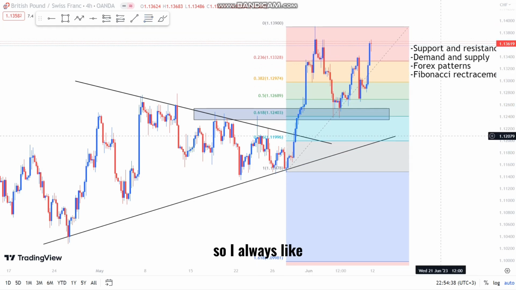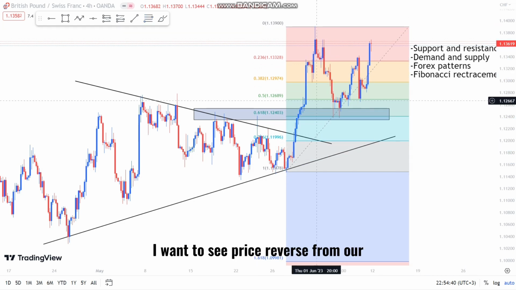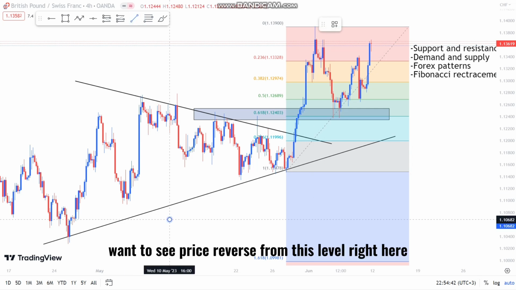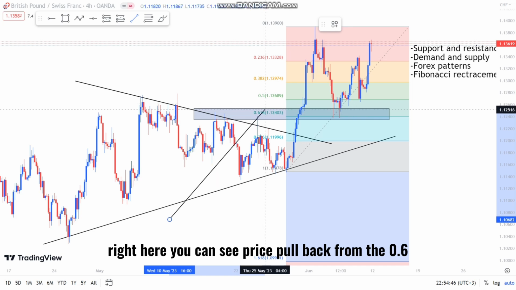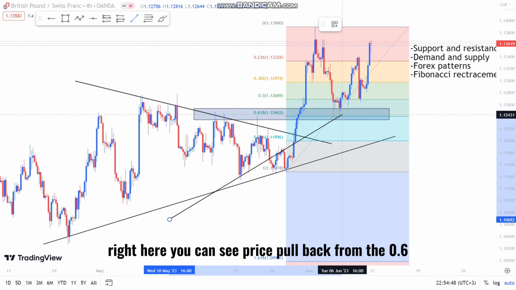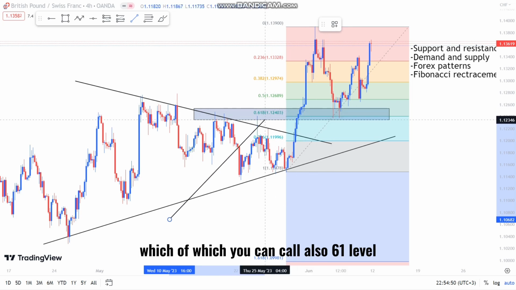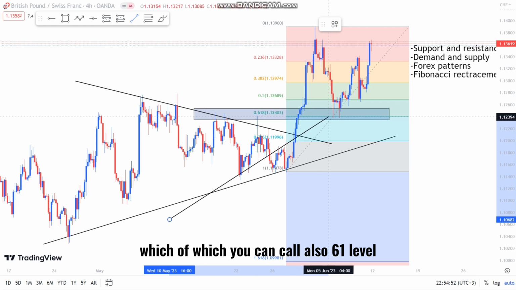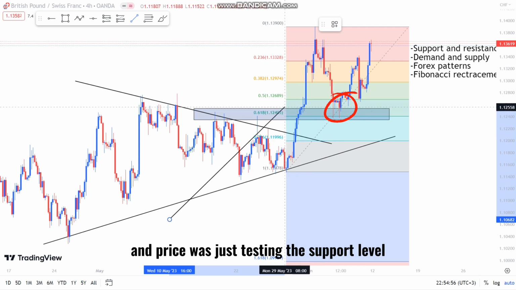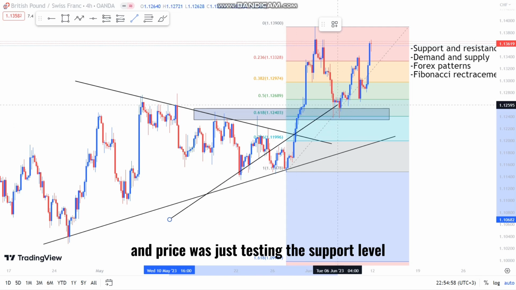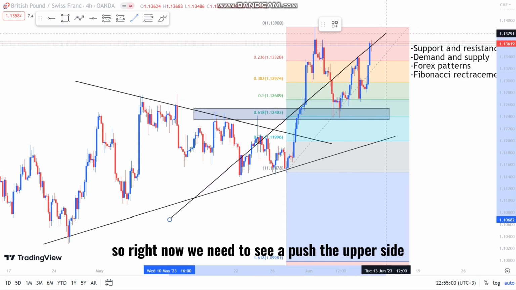So I want to see price reverse from this level right here, the 50 level or the 60 level right here. You can see price pulled back from the 0.6, which you can also call the 61 level. We had weak rejection already, right? And price was just testing the support level. So right now we need to see a push to the upper side.